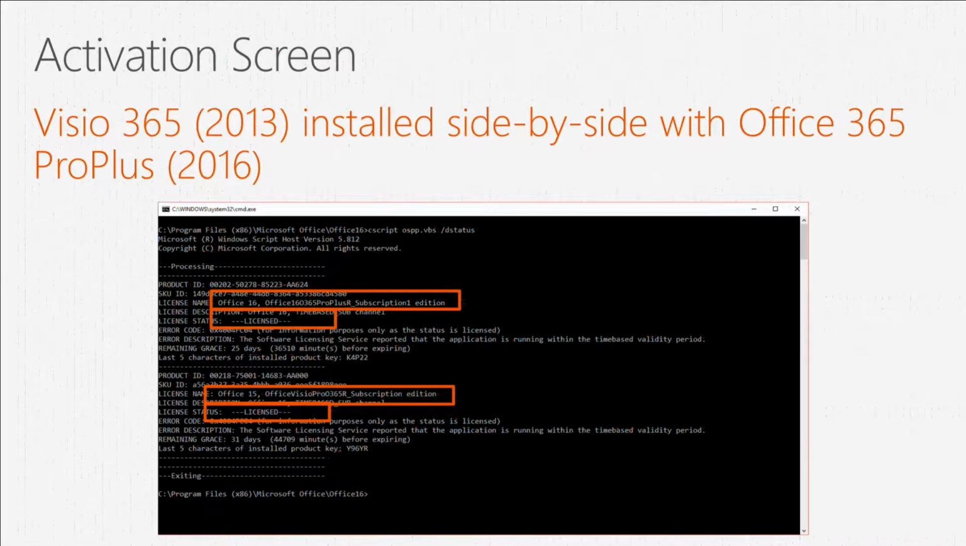So here's an example where I have Visio 365 2013 version side by side with Office 365 Pro Plus 2016. Just to show you that in my testing with the bits that were available to me, I was able to achieve this side by side without getting an error. So you can see the subscription product. It is showing licensed. You can see the Visio, and you can see it's Office 15 version here, Office 16 version here, and it is also licensed. So they're both installed and activated side by side using the same account.